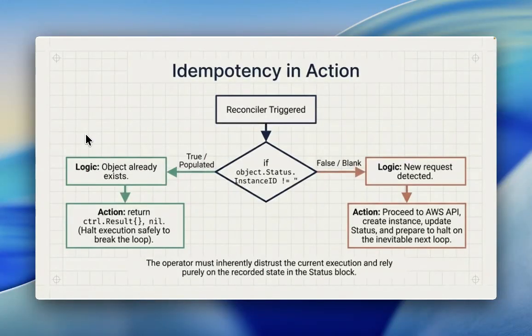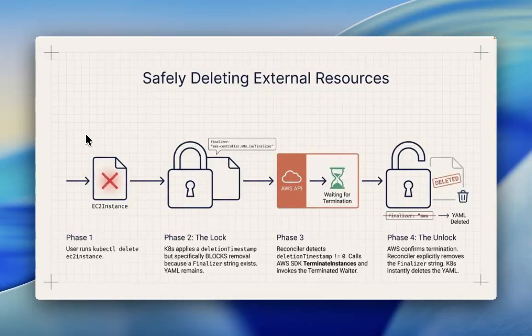right? So how do you make it idempotent? Basically, you do not just let it go. Whenever the reconciler gets triggered, it checks the object status instance ID. If it is populated, the object already exists, so return nil and it halts. If it is empty, it's a new request, so proceed to the AWS API, create the instance, update the status, and prepare to halt the inevitable next loop. The operator must inherently distrust the current execution and rely purely on the recorded state in the status block.